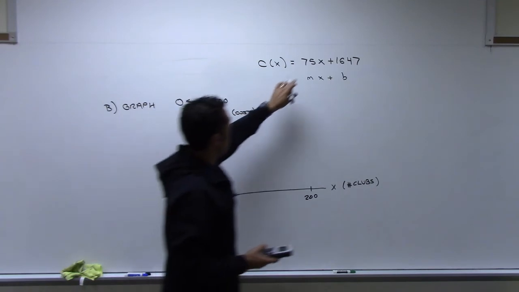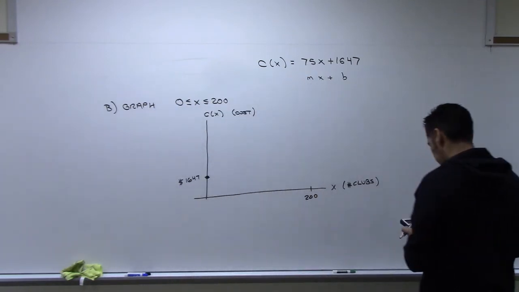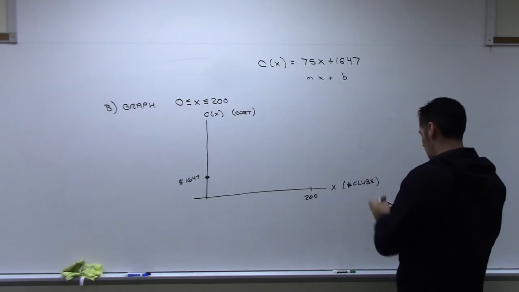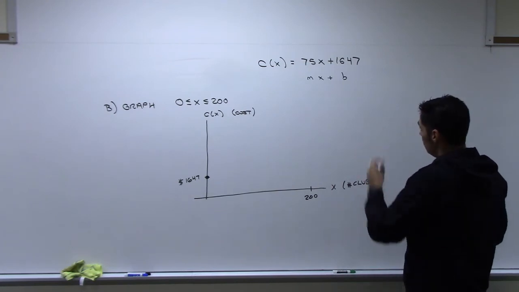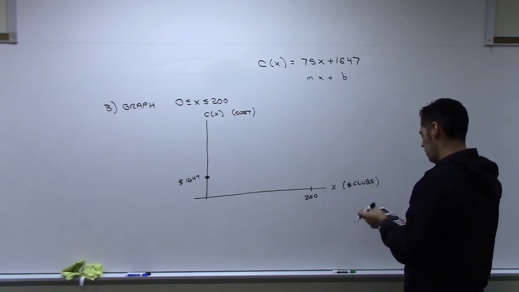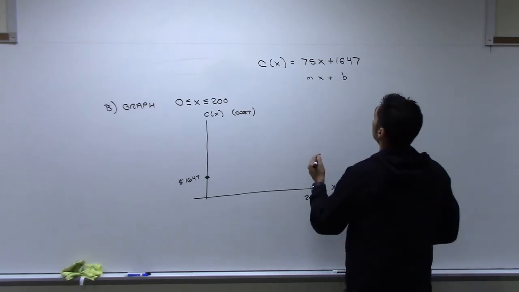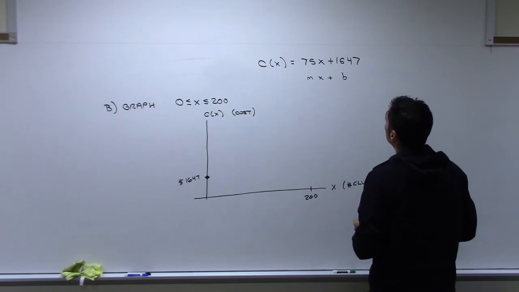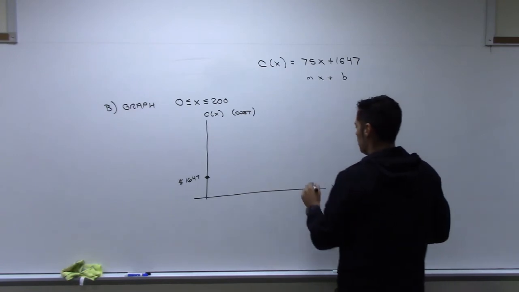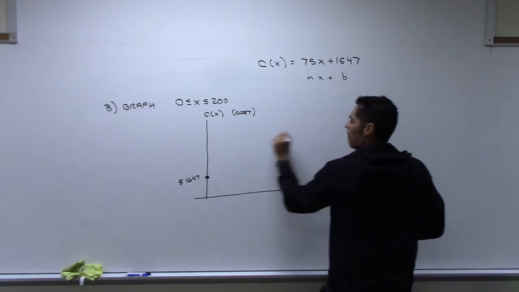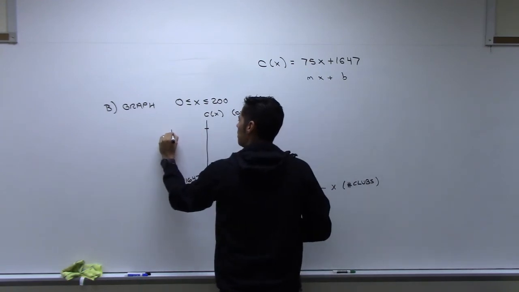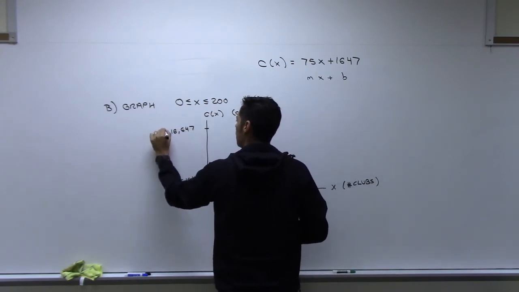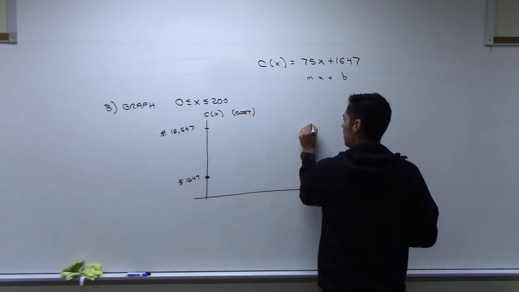So I'm going to do 75 times 200 on my calculator. That gives me 15,000, and then I'm going to add to that 1,647, which is 16,647. So $16,647 is what I get out here at 200.